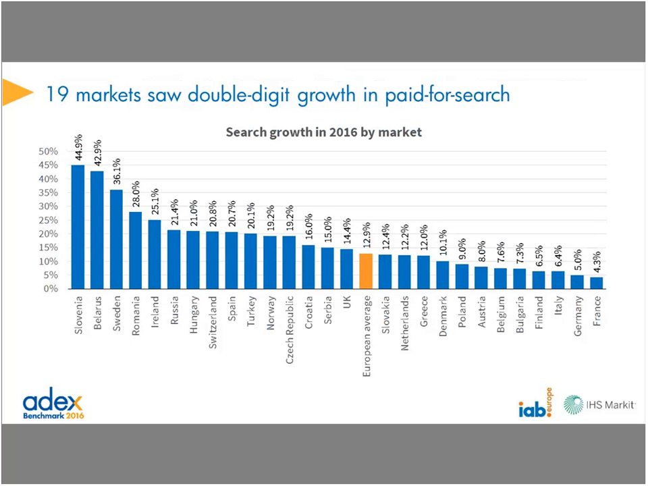And for search, despite search now being the biggest online format, growth of search shows no sign of slowing down. All markets grew in 2016, and 19 markets saw double-digit growth. And this is because search continues to attract a growing pool of small advertisers, and also the proliferation of e-commerce supported the strong search growth.